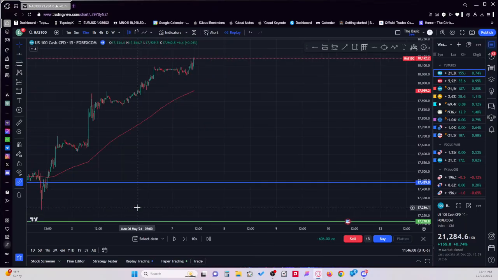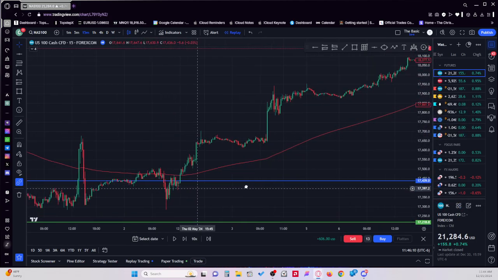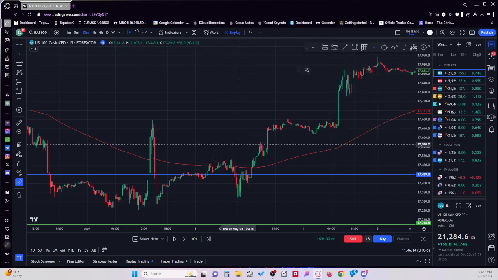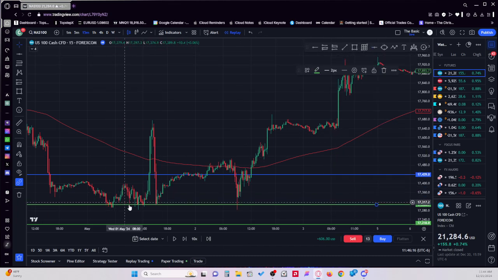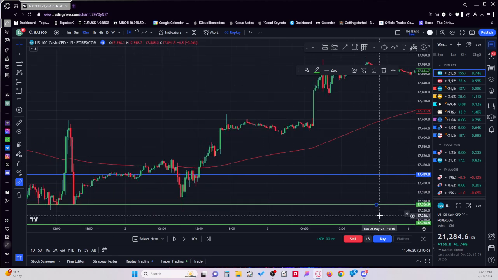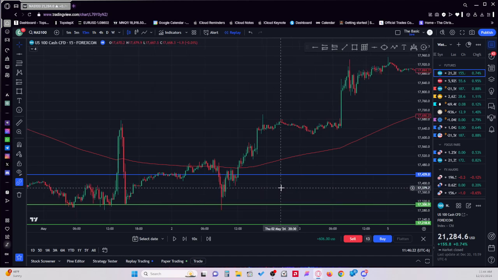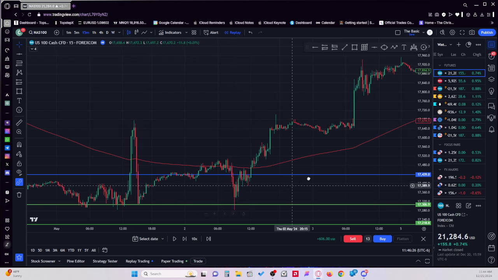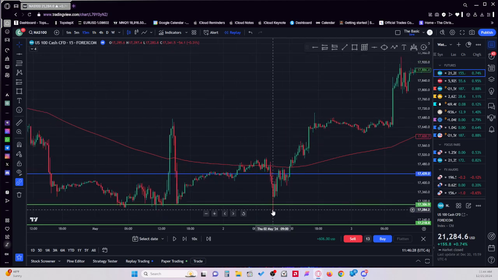Compared to, for example, right here, trying to get this wick. So this is a key area, right? Price is constantly rejecting from this area at 17,306. So it's around 17,300, which is a psychological number, right? And you're trying to wick this, trying to get in on this wick right here and chase it up, right?